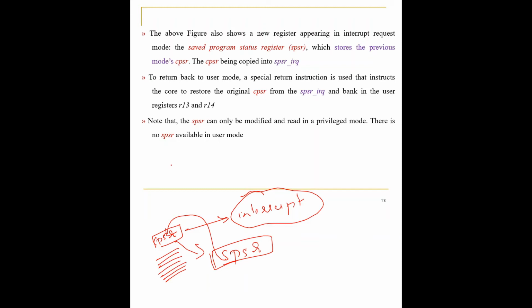Note that SPSR can only be modified and read in the privileged mode. There is no SPSR available in the user mode. Why is SPSR not available in the user mode? Because in the user mode you are executing a normal program. You do not go to the subroutine. So why do you need SPSR? SPSR is not needed in the user or in the system mode. That is what it is given here.